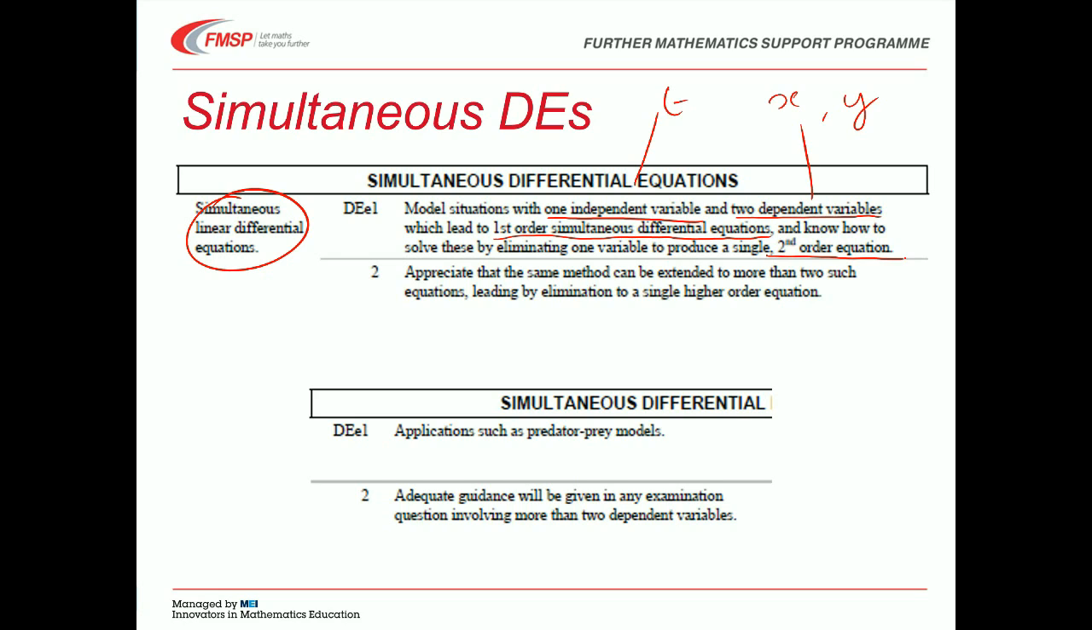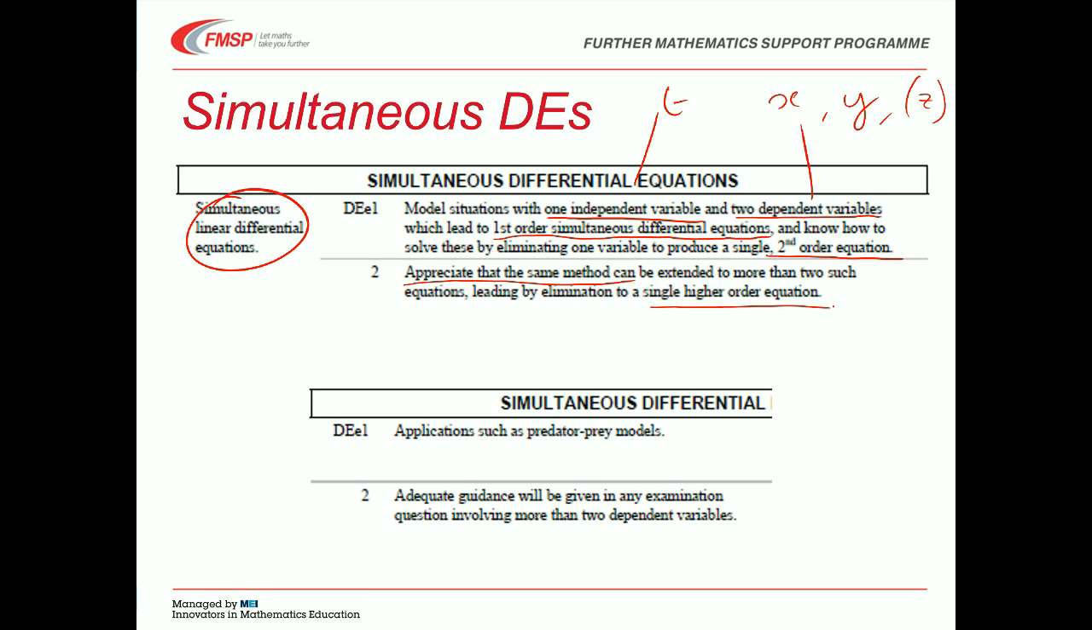They do mention that you need to recognize that this same method can be used with more than 2 variables, so maybe you have a z variable as well, in which case when you try and eliminate 2 of them you end up with a higher order equation. In this case it would be a third order equation. And since they do mention that you can solve third order equations using the second order method that you're used to, as long as they guide you through it, they could ask you one with this.